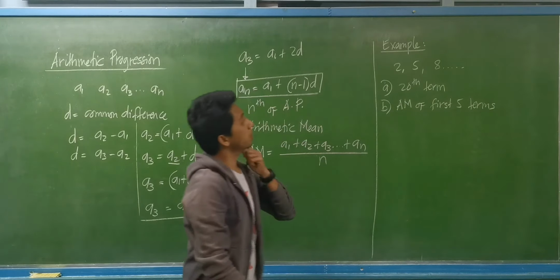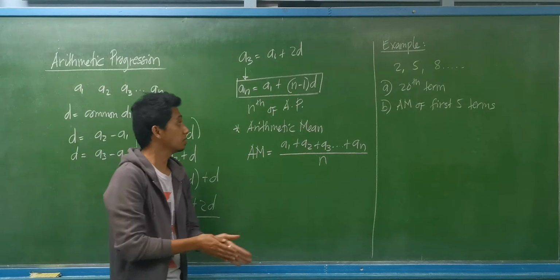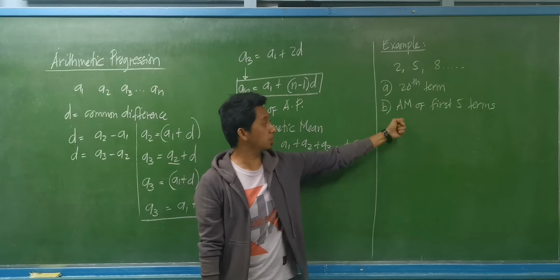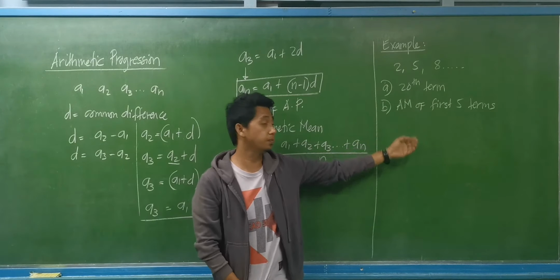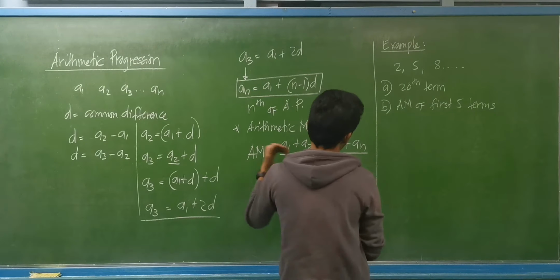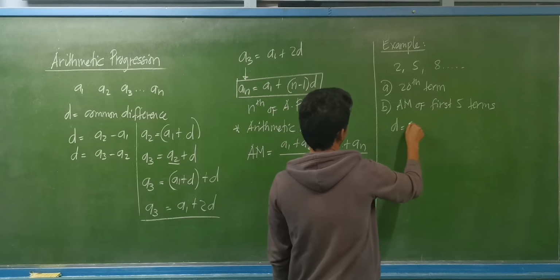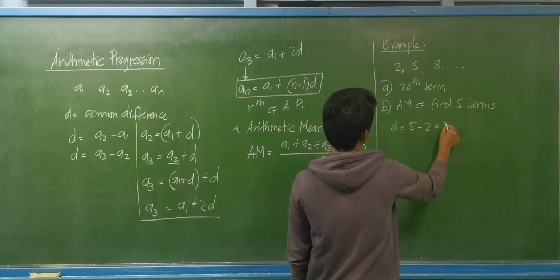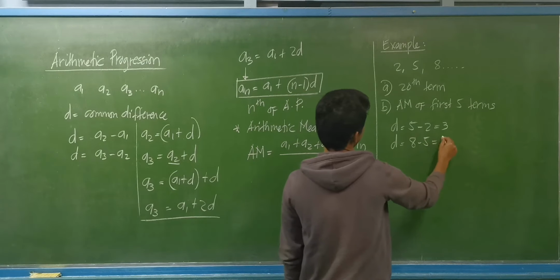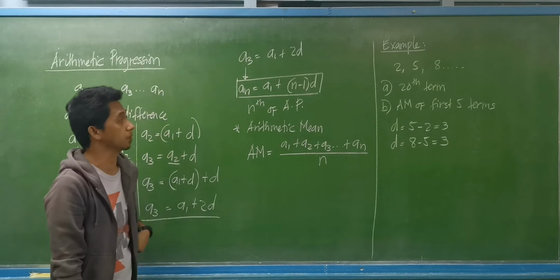For example, we have the series 2, 5, 8. We are required to determine the 20th term and the arithmetic mean of the first 5 terms. First, let us determine if this is really an arithmetic progression. We have the common difference: 5 minus 2 is equal to 3. The common difference, 8 minus 5, is also equal to 3. This means we have an arithmetic progression.